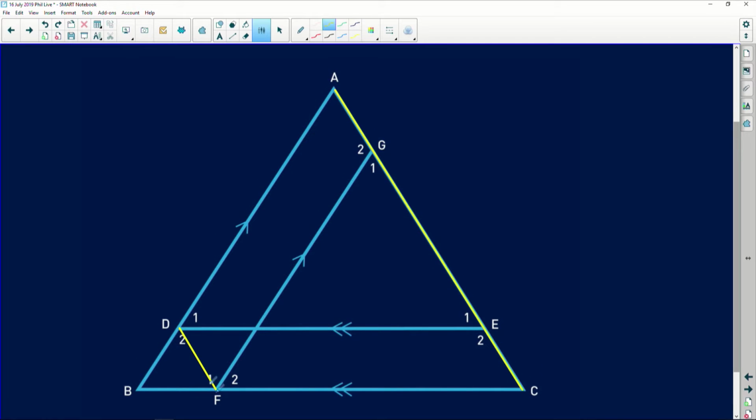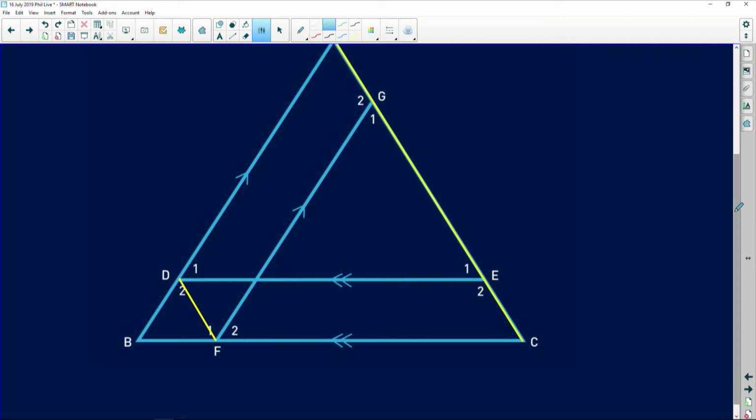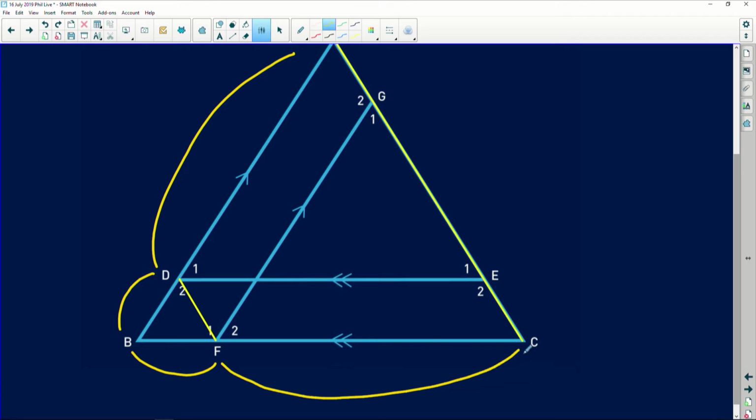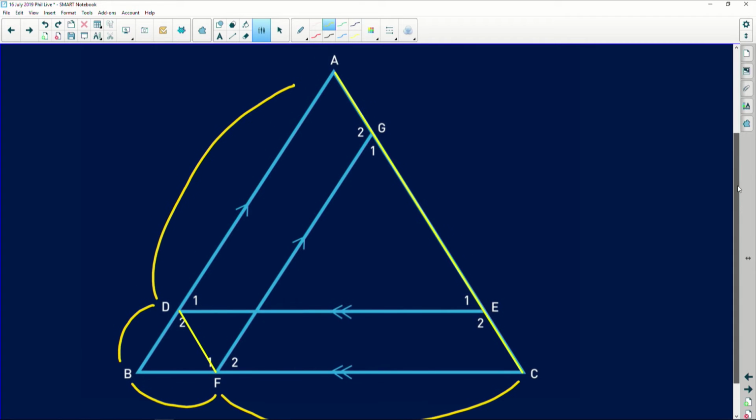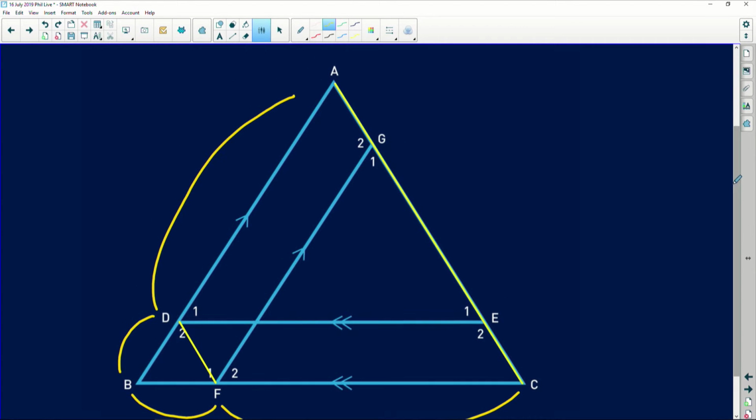Let's take a look at this. So to prove that DF is parallel to AC, we need to prove that DF cuts these other two sides proportionally. So we need to prove that BD over DA is equal to BF over FC. Okay, so how do we even start with this? Well, we know, remember, these two lengths are equal here.